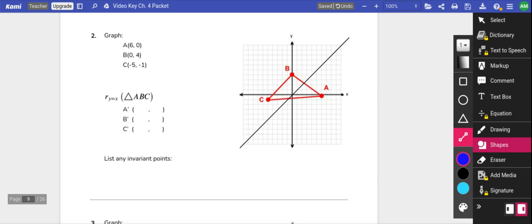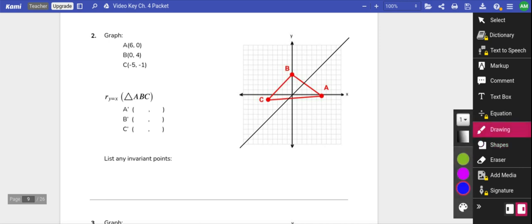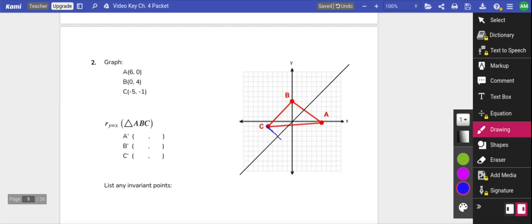So what you can do to find your image is count perpendicular to your line to determine how far away it needs to be. Just like before, we're going to determine how far away it is from the line. But we have to be careful to count perpendicular to our line. So let's start with point C because it's closest to the line. To get from C to the line, I would count a diagonal 1, 2. And now I'm going to continue. 1, 2, and here is point C prime.